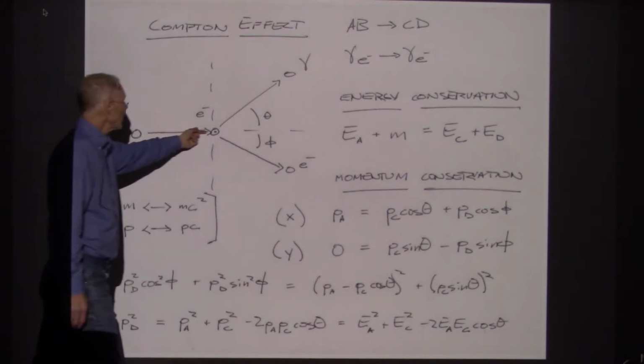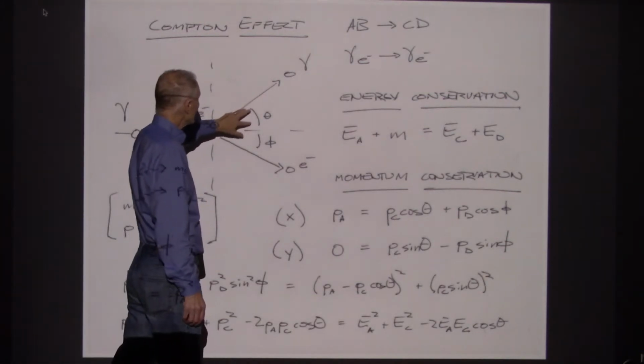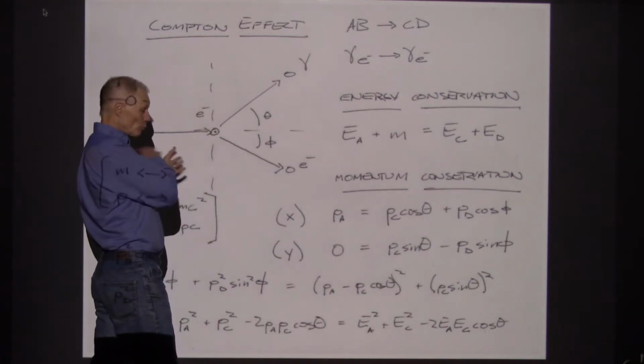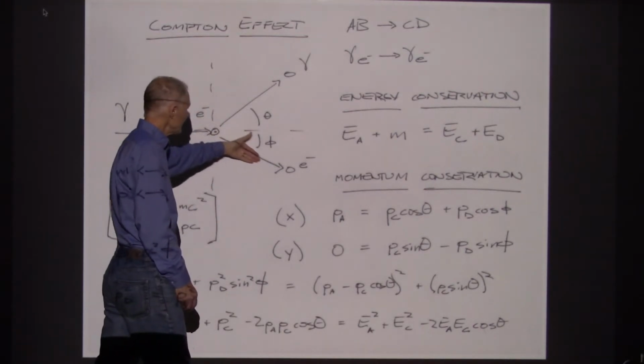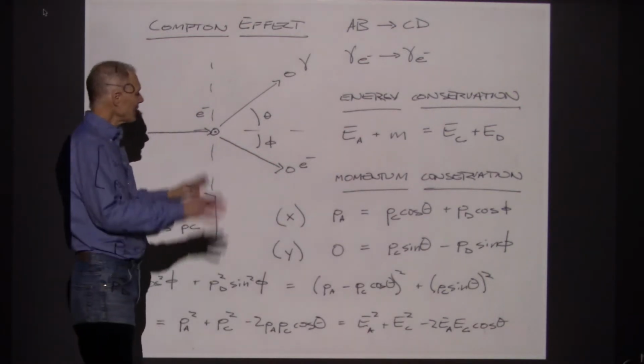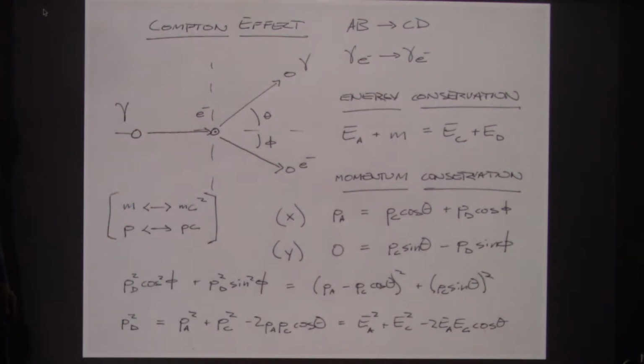So here comes the photon in. Here is the photon leaving at angle theta. Here is the electron, which has received a bunch of energy. It's ionizing. It's heading off on its own, and that's at some angle. Now, the whole derivation is here.